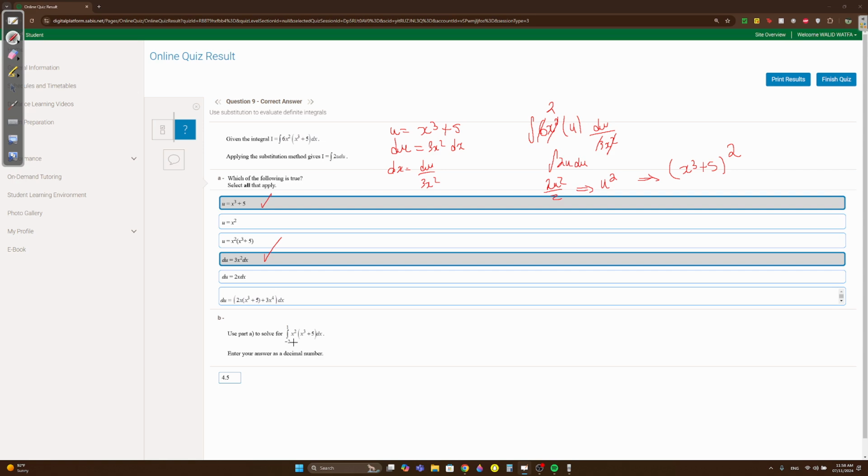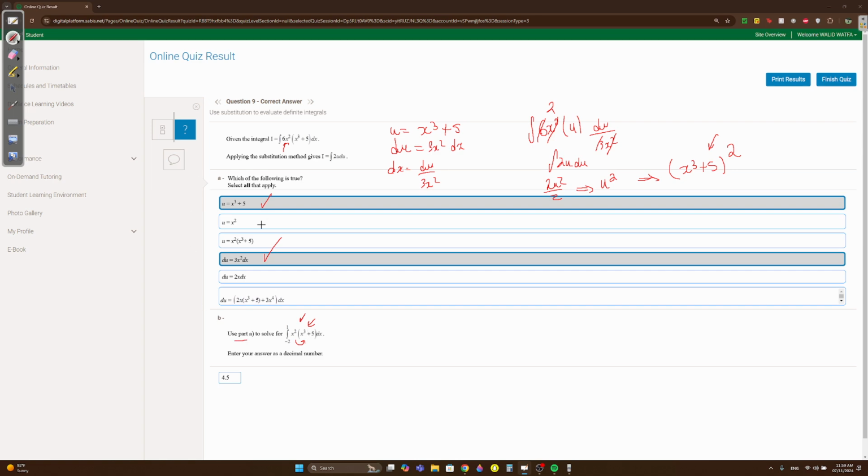Wait. This isn't the same. This isn't the same. I think this question is bugging, but let me check the answer. Yeah, so basically we just integrated the wrong thing because they decided to change up the numbers over here. So we have to integrate again.